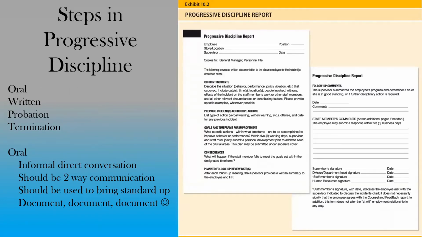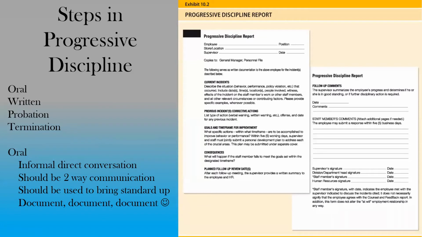So the basic steps in progressive discipline, it's a 4-step process: oral, written, probation, and then termination. All right. So the first step is the oral as part of the progressive discipline. And that is, like I mentioned a second ago, an informal, direct conversation between you and the employee. It should be a two-way street. It should be a two-way communication. It shouldn't just be you talking and saying what's going on.